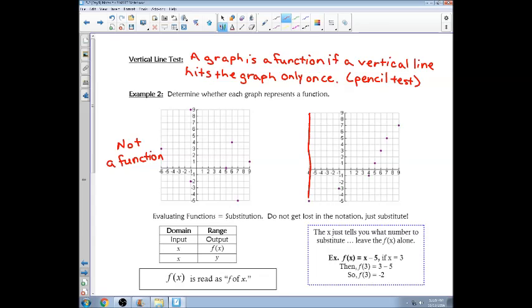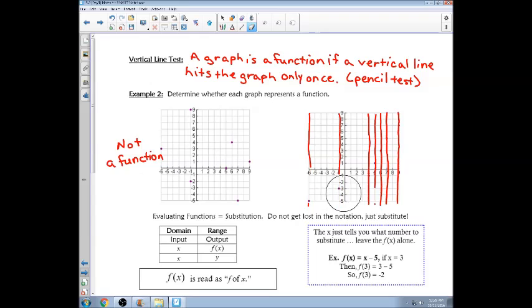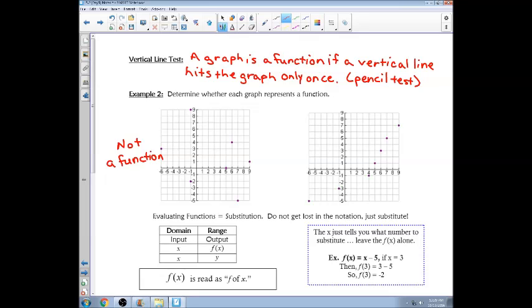I'd have a vertical line at this point. It only touches once. I'd have a vertical line at this point. It only touches once. Remember, you don't need to be writing these lines. You should just be taking your pencil and dragging it straight across the graph. At this line, it only touches once. This line only touches once. This line, and this line. So they only touch once every single time, which means that my pencil would only have been touching 1 point at any given time. So yes, this is a function.